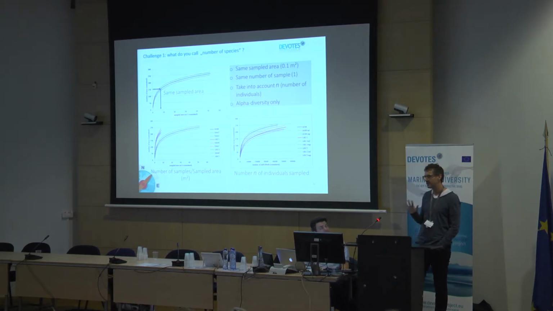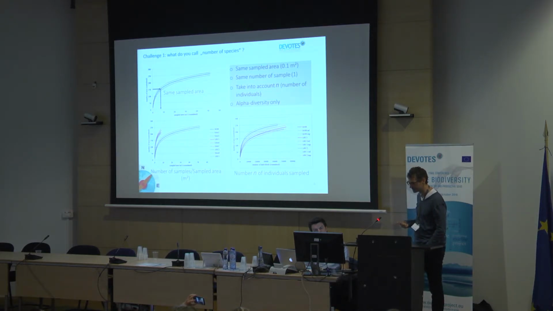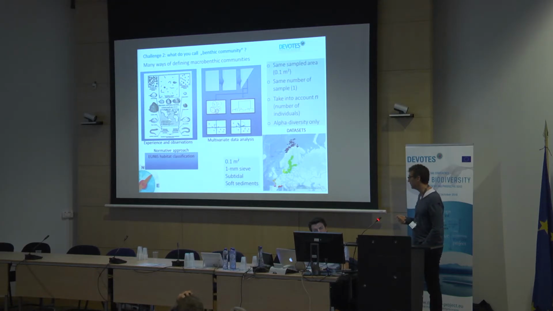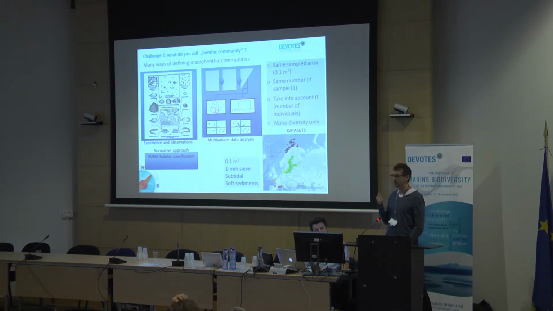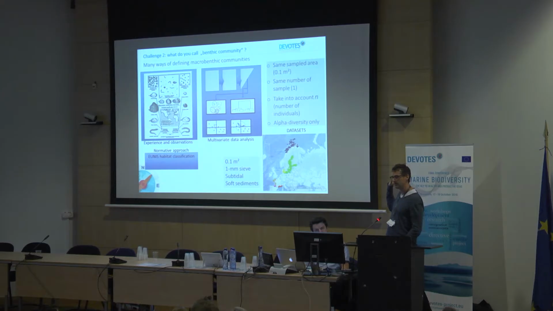The first challenge we faced was to define what we exactly call by number of species. I won't go into detail, but we decided to use the same sampled area, the same number of samples, and to take into account the number of individuals collected. I have to remind you that this is a measure of alpha diversity only. Second challenge was to define what we call benthic communities. There are several ways of defining macrobenthic communities. In this case, we relied on multivariate data analysis.